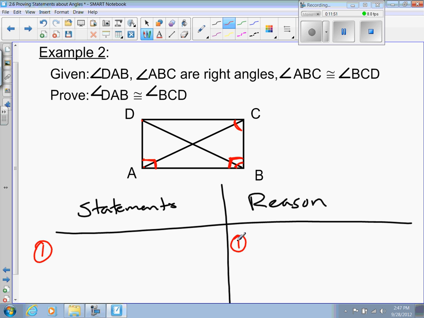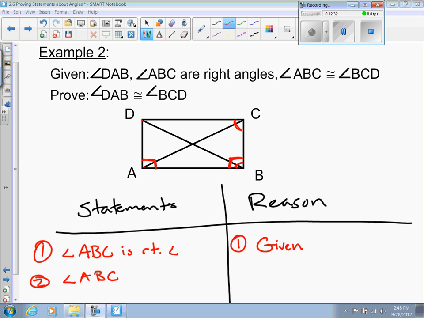And I can't do that yet. I'm going to start with this angle here, angle ABC. It's a right angle. And that was given. My second step, I know angle ABC is congruent to... well, hold on a second.